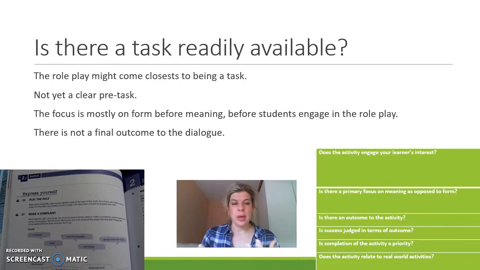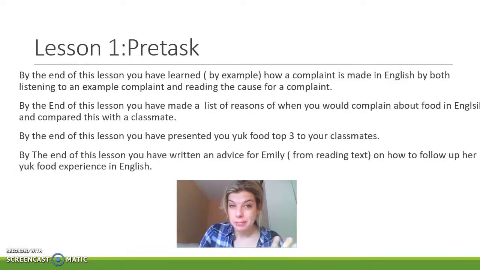So there's not really a final outcome to the dialogue. So no, not really a task yet. So I had to tweak it a little bit. And tweaking sometimes just means adding a little bit or taking other activities and placing them in front of them, etc. I'll show you what I've tried to do. It's not the best work I've ever done, but there you go.